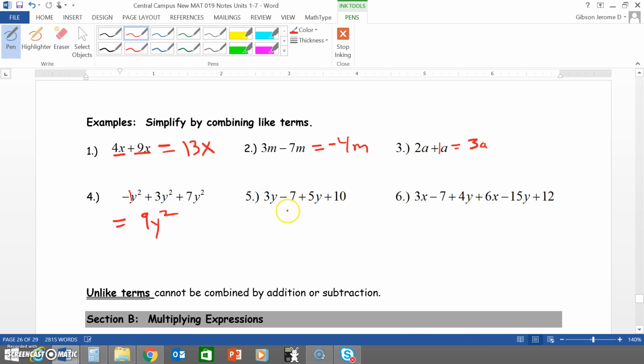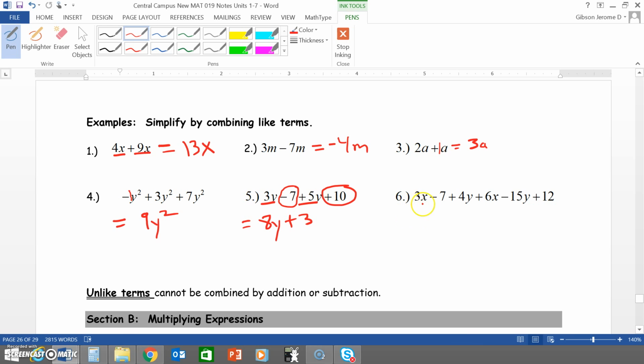Now if you notice here, we have some terms that are alike and some not. So we only combine the like terms. 3y and 5y are like terms, so that'll give us 8y. And then negative 7 or minus 7 and positive 10 are like terms. And that will give us positive 3, because minus 7 plus 10 is 3. And we're done with number 5.